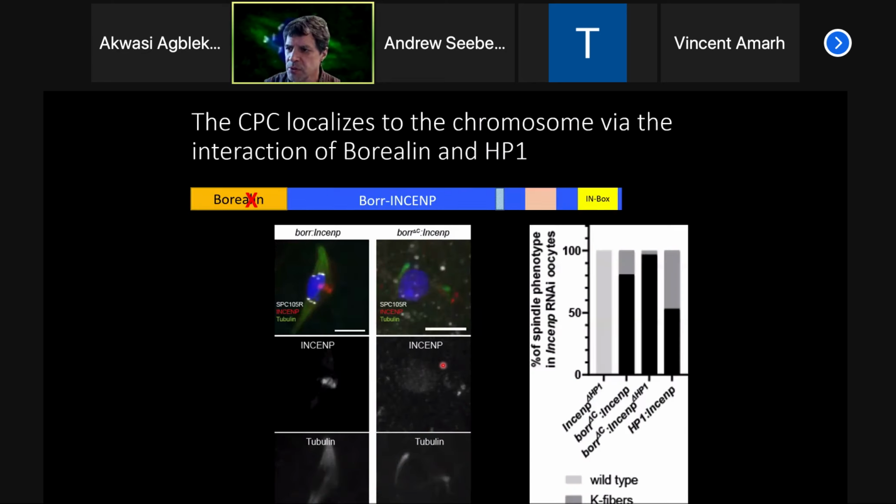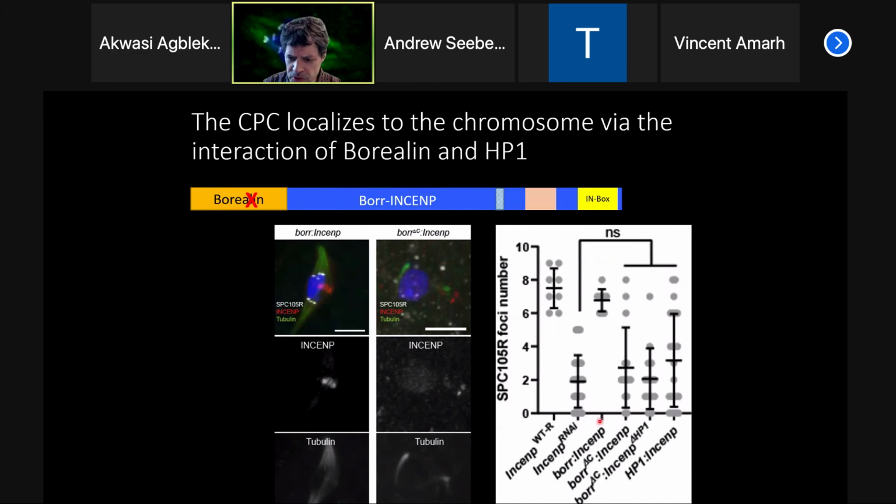The first way was to mutate borealin in its HP1 binding site. The HP1 binding site, as I showed you in the previous picture, is in the C-terminus of borealin, which again, remember, is fused to INCENP. And when we did that, spindle assembly didn't occur. That's shown on this picture. Borealin delta C is the mutant that cannot bind HP1, and in black here is the frequency of absent spindle. Also, pointing out here, in borealin delta C the number of kinetochores formed is much reduced compared to either wild type or the borealin INCENP fusion.